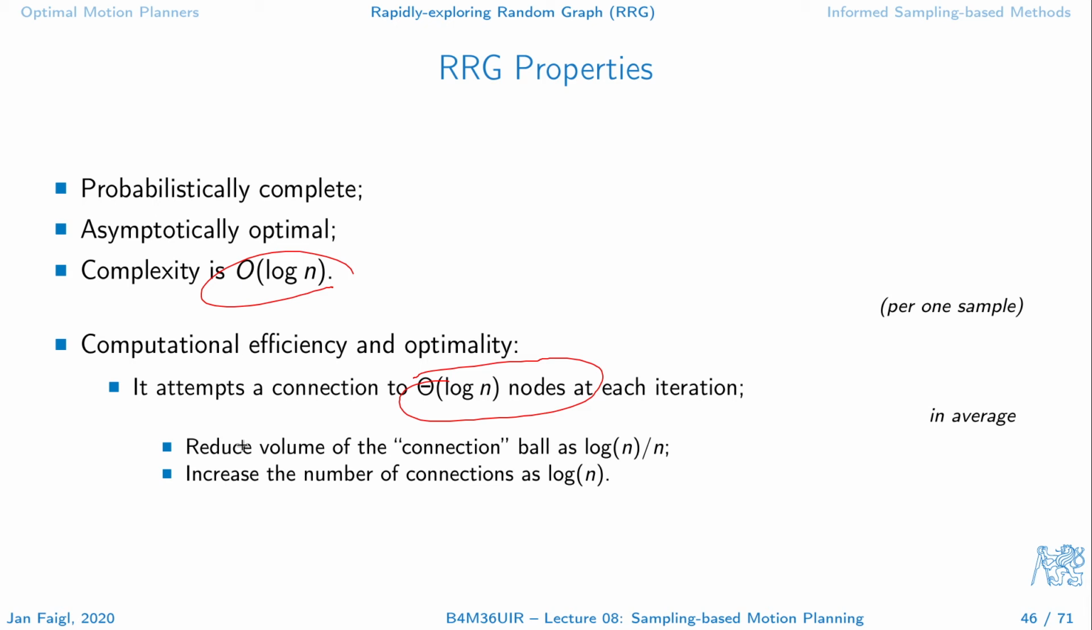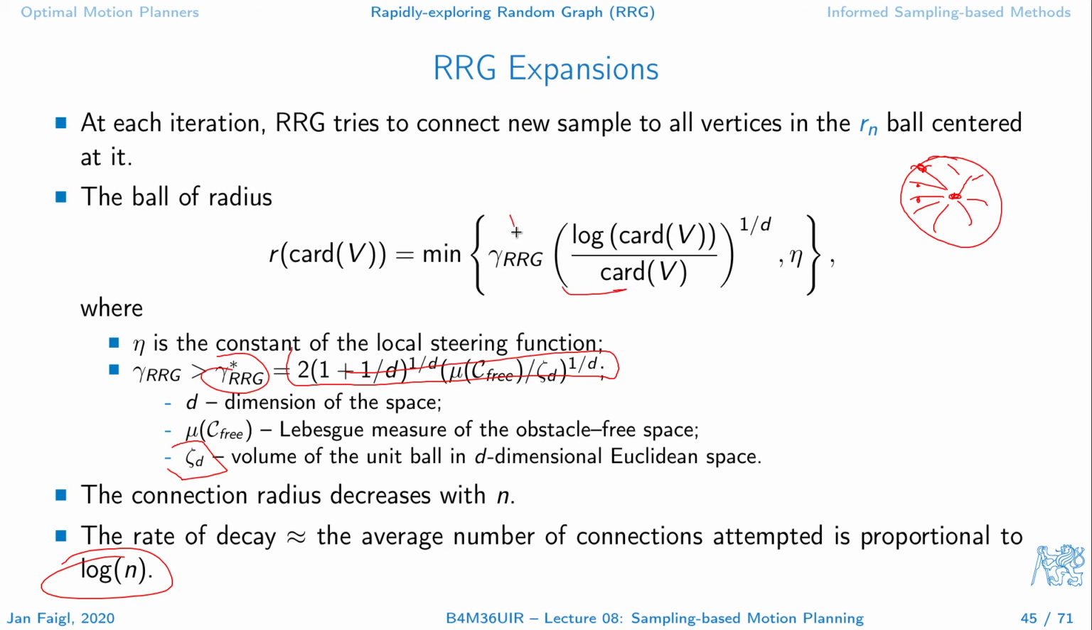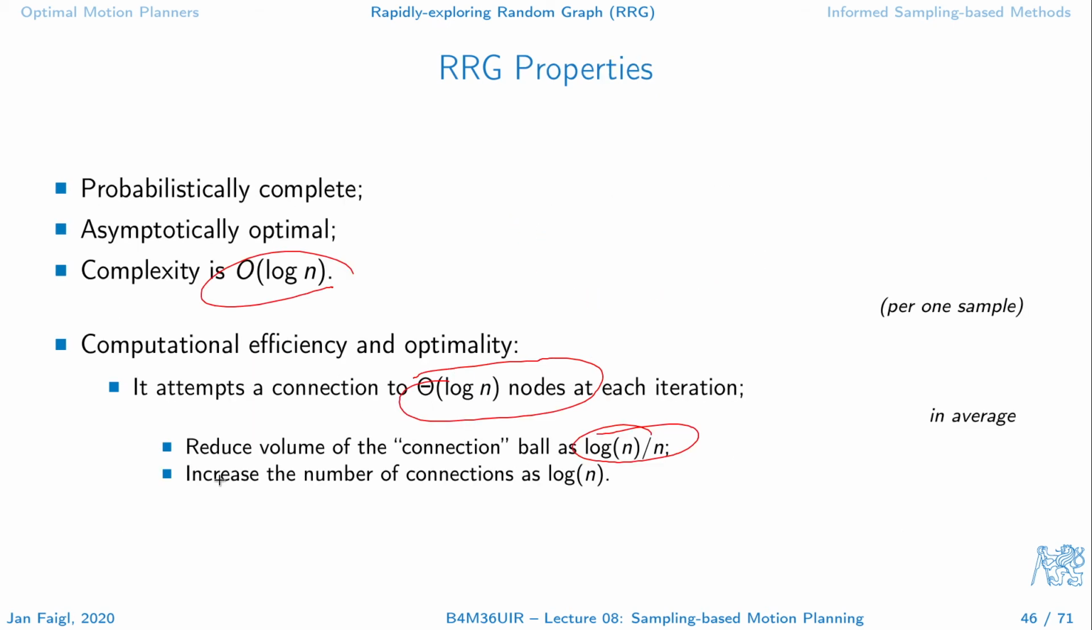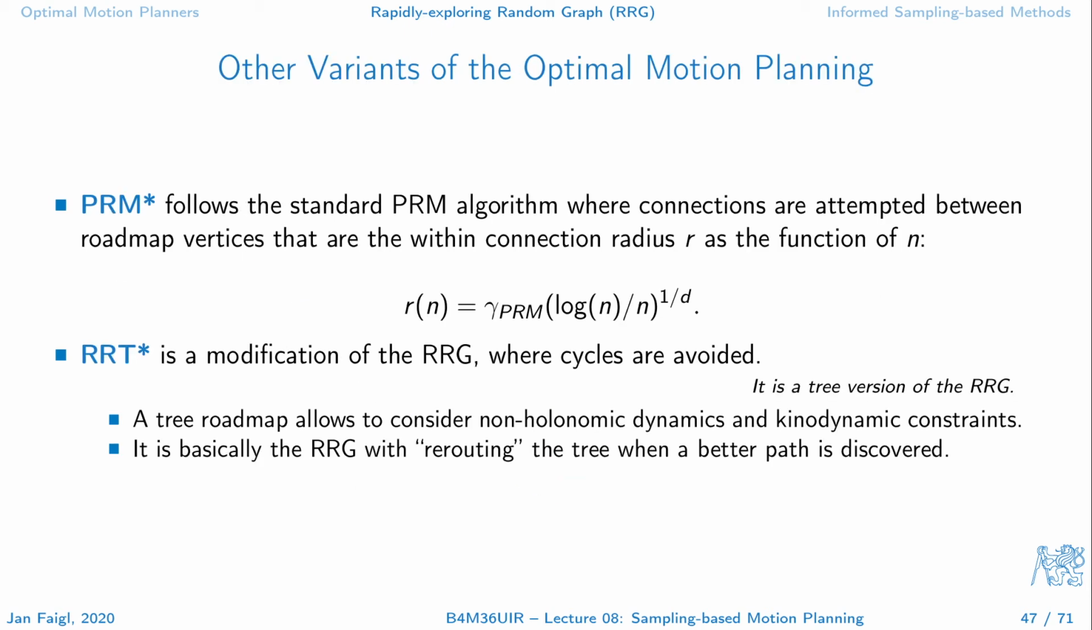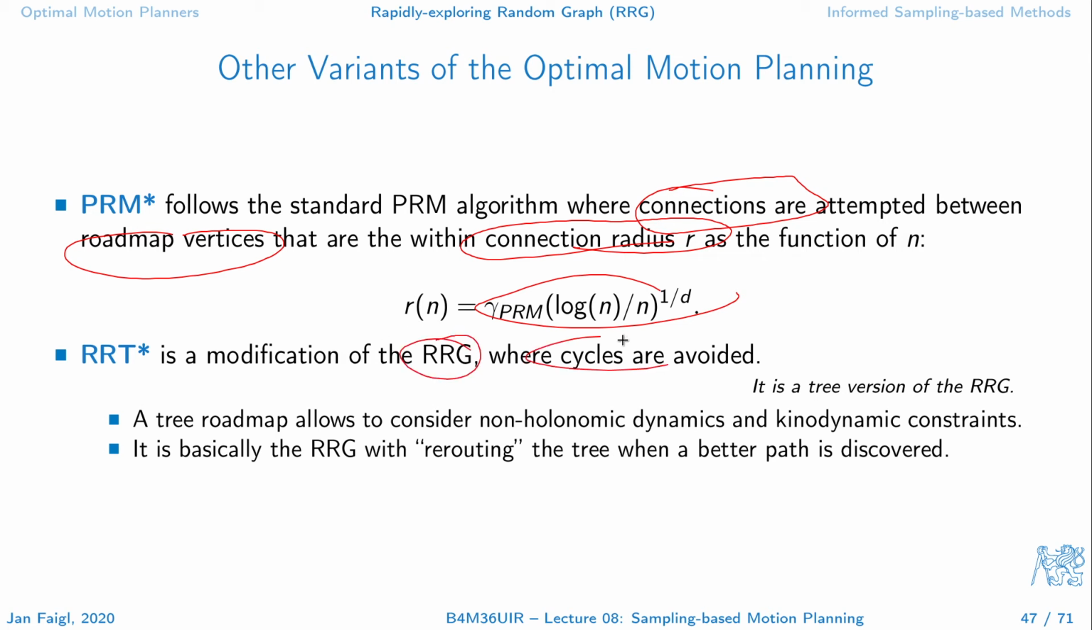And we reduce the volume of connection balls as this ratio. Just remember, and we increase the number of connections as log n. But having this, we actually can also improve the existing PRM and RRT towards the asymptotic optimality. So we follow the standard PRM, but again, the connections are attempted between roadmap vertices that are within the connection radius. It's the same. And we also have this in RRT, which is basically a modification without the cycles, because that's a tree.